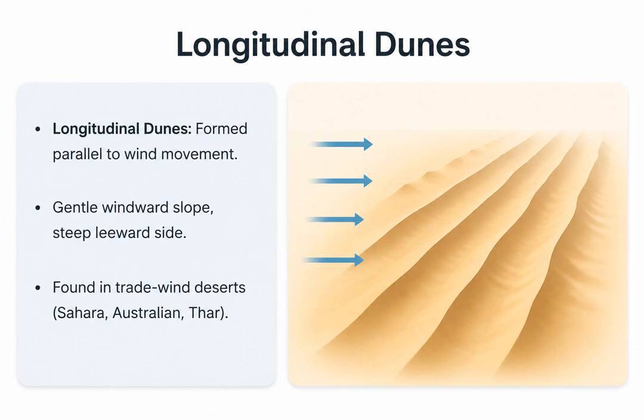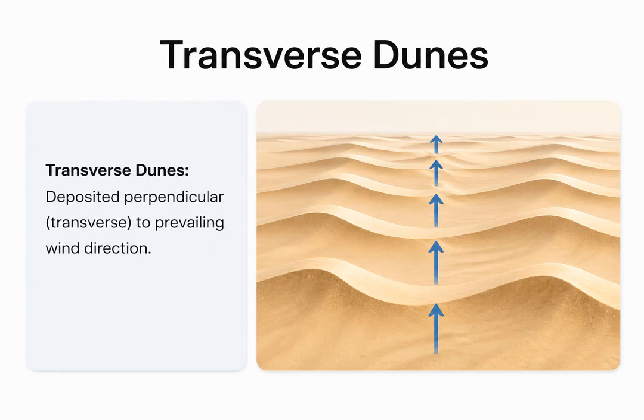Let's look at the different types of dunes. First are longitudinal dunes, also known as linear dunes. These form parallel to the direction of the wind. They have a gentle slope on the side facing the wind and a steep drop-off on the sheltered leeward side. You'll commonly find these massive, long ridges in the heart of major trade-wind deserts like the Sahara, the Australian desert, and the Thar Desert.